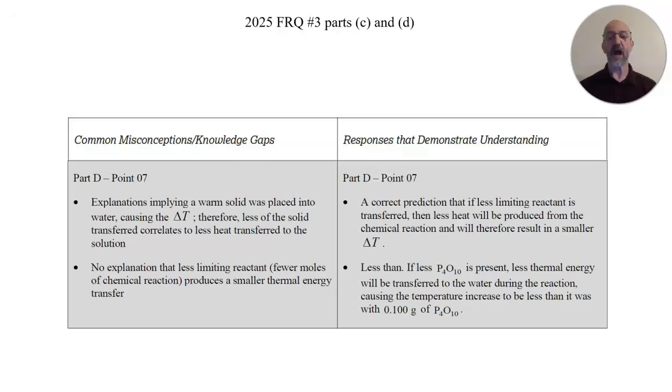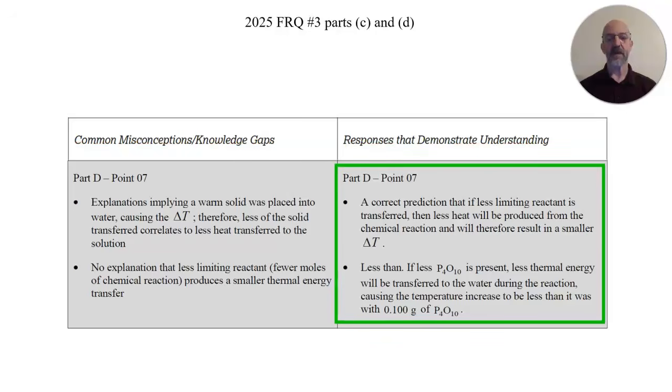And as far as common mistakes that students made, students wrote an explanation that implied that it was a warm solid being placed into water that caused the delta T. So not a chemical reaction, but a hot sample of solid added to cooler water. That was an incorrect explanation because it was a chemical reaction. It wasn't a warm solid placed into water.